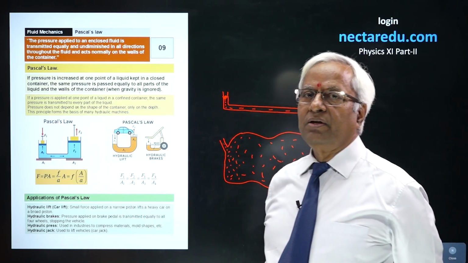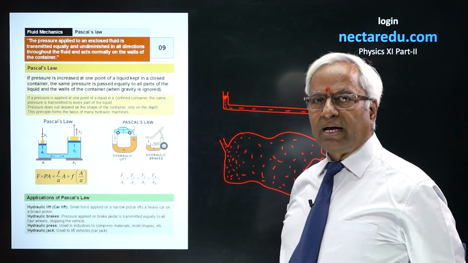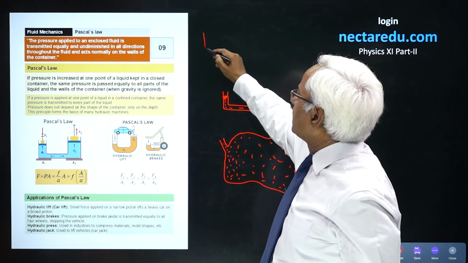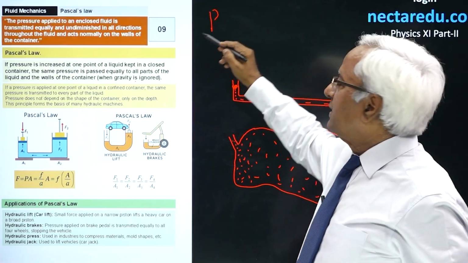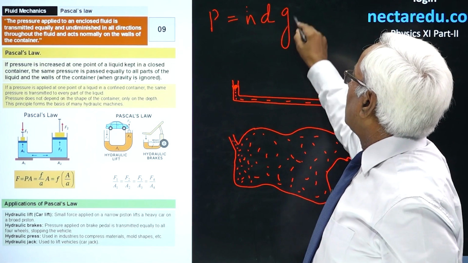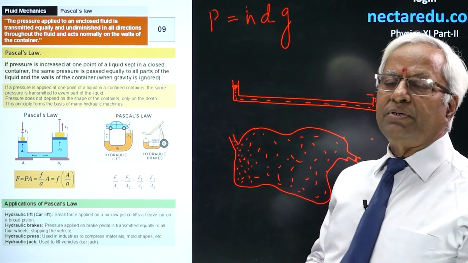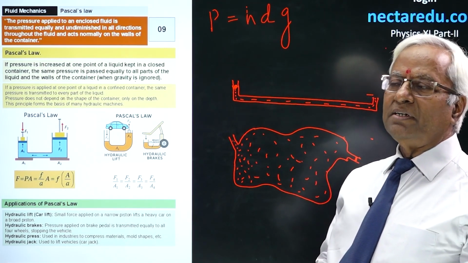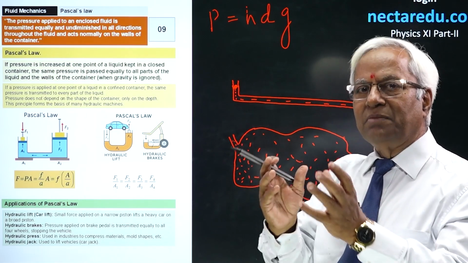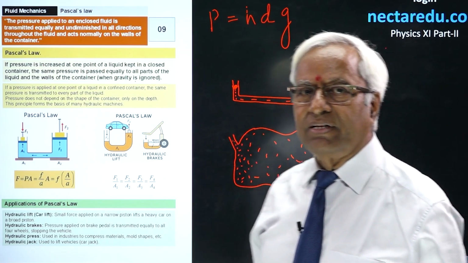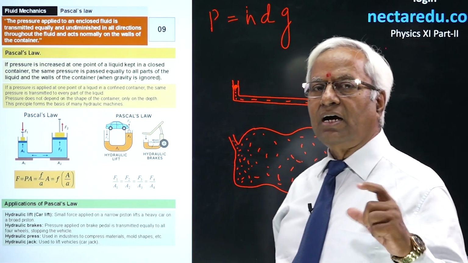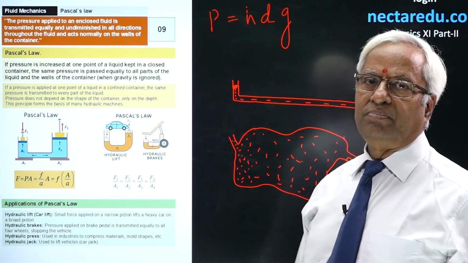Pascal's law has to be elaborated at length, but before that, let's revise again that hydrostatic pressure depends only on the height of the liquid column. It doesn't depend on the shape, area, or design of the container. That's not going to affect the hydrostatic pressure. It's entirely dependent on the height of the liquid column.